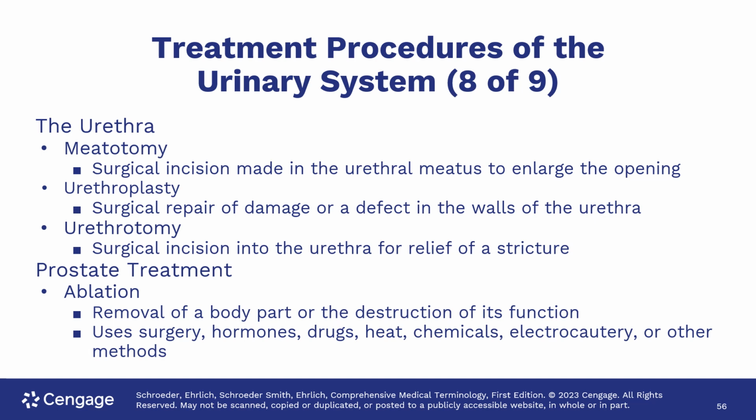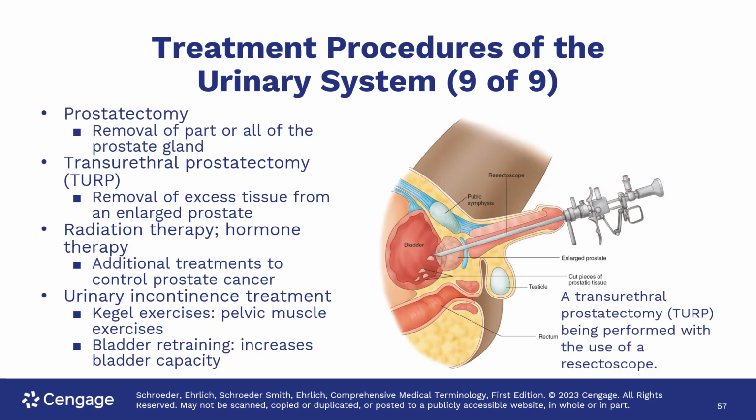For the prostate, you can remove part of it or destroy its function via ablation. You can use hormones, heat, or chemicals, cautery, or surgery. Removal of the prostate or prostatectomy can be done surgically via TURP, as shown here. Incontinence is treated by strengthening the pelvic floor via Kegel exercises or bladder retraining.